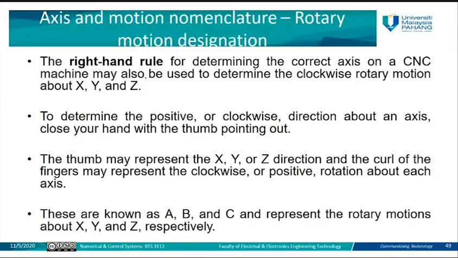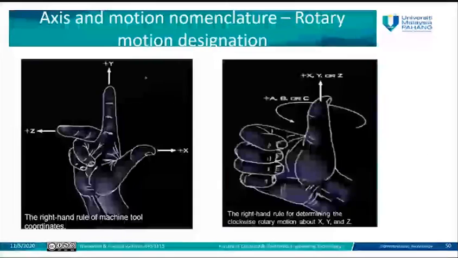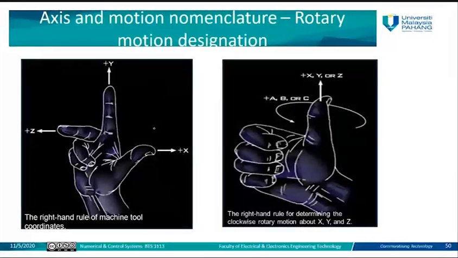The right-hand rule, as you can see in this figure here. Usually you put your 3 fingers perpendicular to each other. So the thumb is perpendicular to the finger here, and to the third finger. If the thumb indicates the positive x-axis, the other will be the positive y-axis. This one is the positive z-axis.